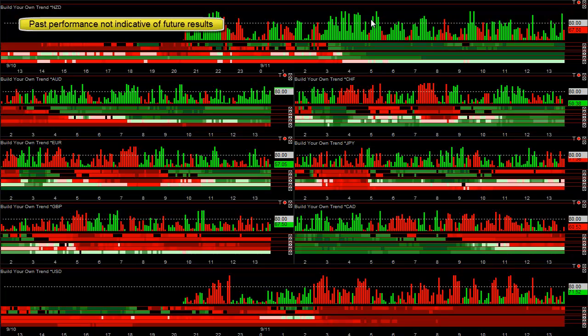Or if the currency that's on the top of a pair, like the euro is always on top, if the euro is weak and the dollar's strong, then you want to sell the euro dollar. If the yen is stronger than the dollar, you want to sell the euro yen.